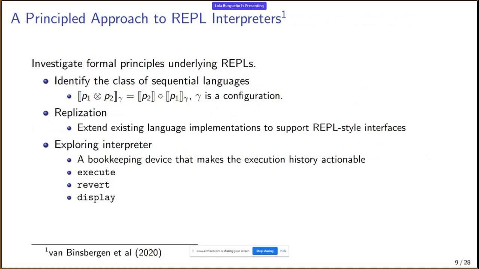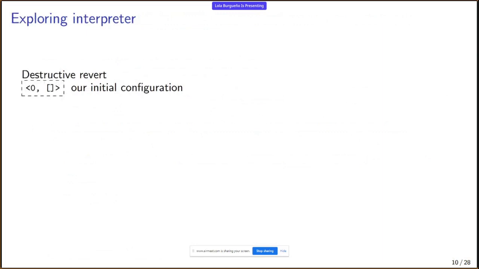It has three main methods: execute to execute programs, which extends the exploration tree, revert to go back to other locations in the graph, and display to show the graph. So here I have an example of such an exploration tree for a little calculator language. So we start with our initial configuration. This is now also the current configuration. So the current configuration is highlighted with a dashed box.